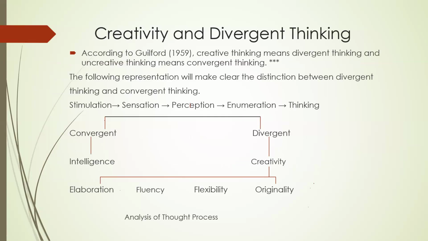Divergent thinking means thinking in a way tending to be different or develop in different directions, right? Thinking in a different manner, in simple terms. Creativity and divergent thinking, thinking in a different way. According to Guilford, creative thinking means divergent thinking and uncreative thinking means convergent thinking, right? That is, convergent thinking is thinking in the general way, as others have thought for generations, and normal people will be thinking for decades to come. But divergent thinking people, who think differently, are the people we can call creative people, right?